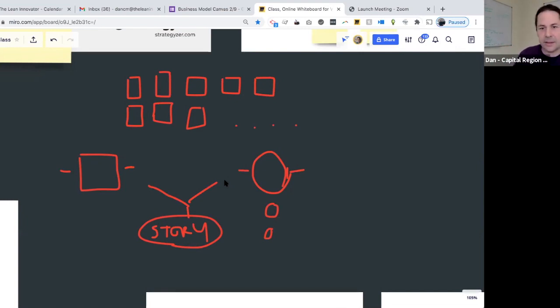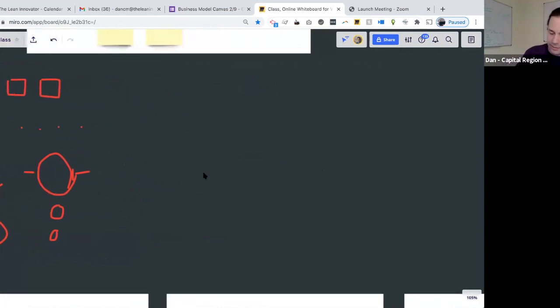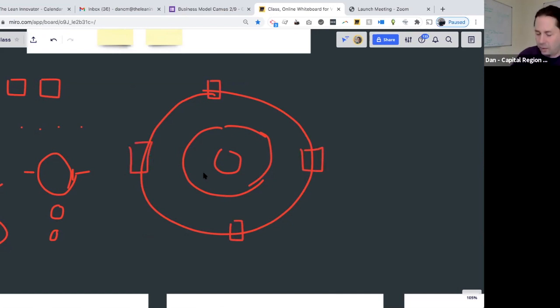Now, the next thing is, okay, well, where do I put the story? And that's what the channels block is all about, right? So let's imagine this as a bullseye. And let's say that I have all these channels at my disposal. And this is how I start figuring out which channels are actually going to be working for me, because there's a lot of them. And there's simply too many to try all at once.